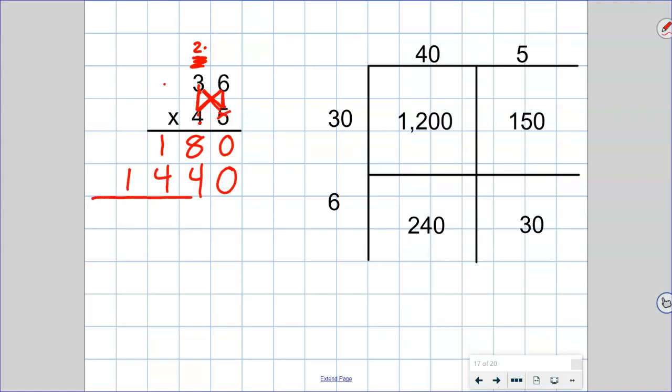And now I'm going to draw a line, and we're going to add these two numbers together. Now, before I do that, I want to point something out. We have two numbers to add. We have 180 and we have 1,440. And if we look at our area model, we're going to see a connection.